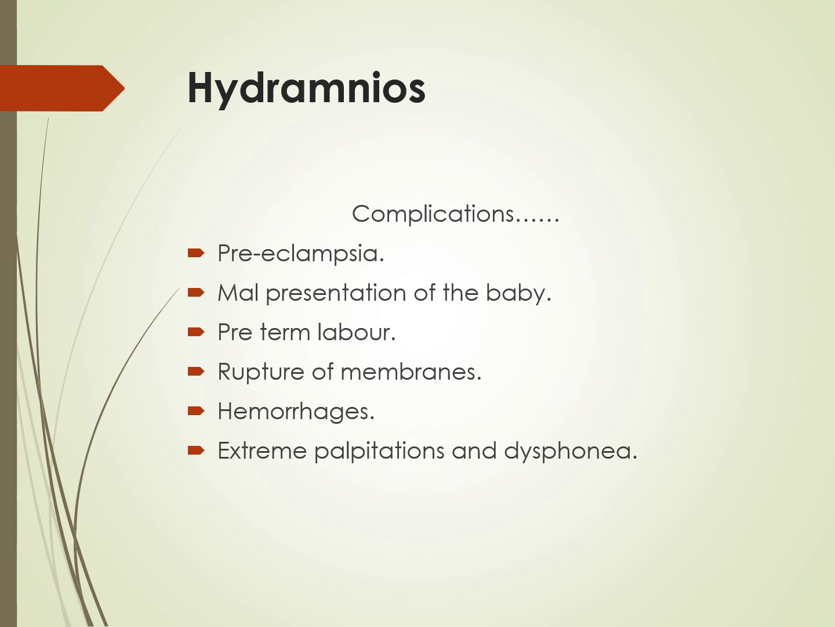Because of this excessive fluid, there will be excessive weight in the abdominal area, and it can be one of the reasons for rupture of membranes and preterm or early labor. Before the complete development of the baby, just because of this excessive fluid in the uterus, the labor pains can start. Because of the weight of the amniotic fluid, the membranes may rupture and initiate early labor.